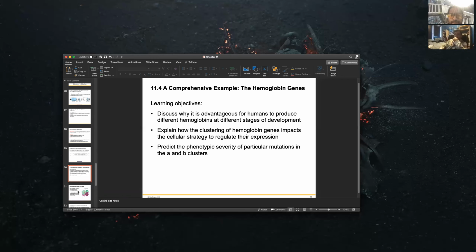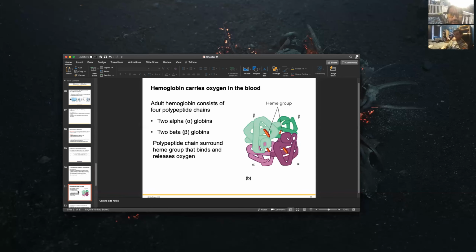So basically, before when we were talking about alpha and beta, I knew that they were going to talk about hemoglobin. It's a perfect example. So all right, we're going to use hemoglobin as an example. So you can move on to the next slide. So there we go. So hemoglobin has basically an alpha globin subunit and a beta subunit.